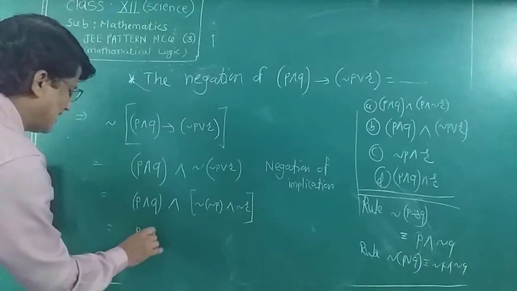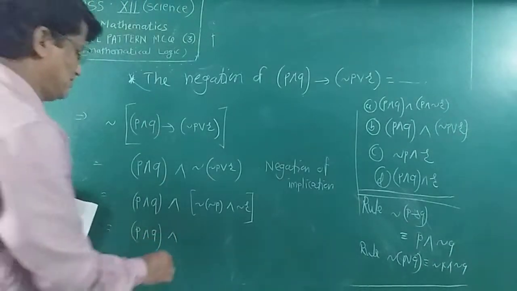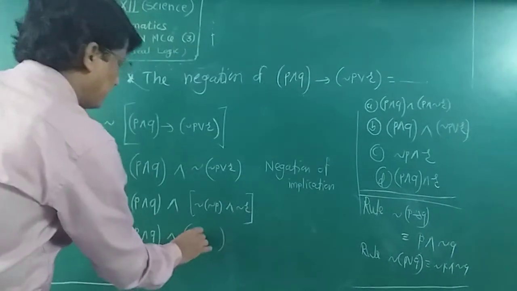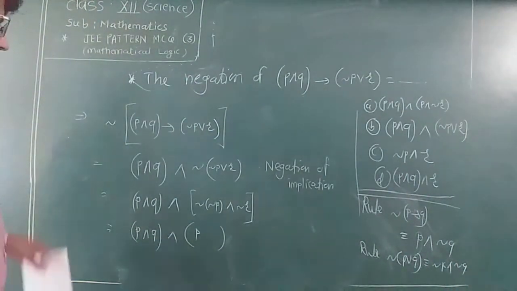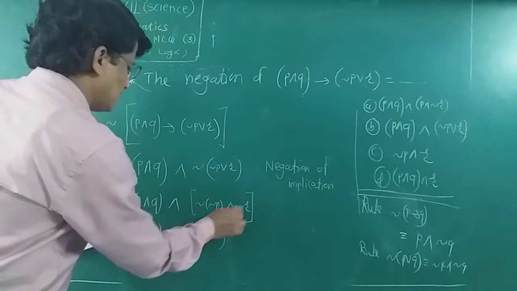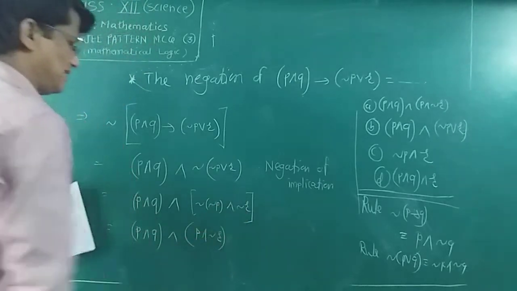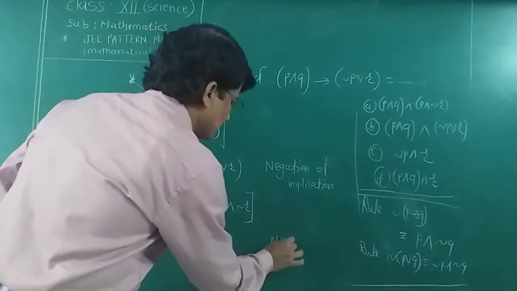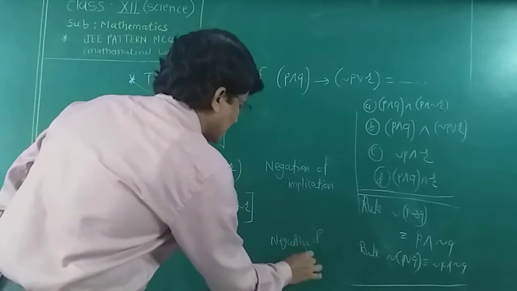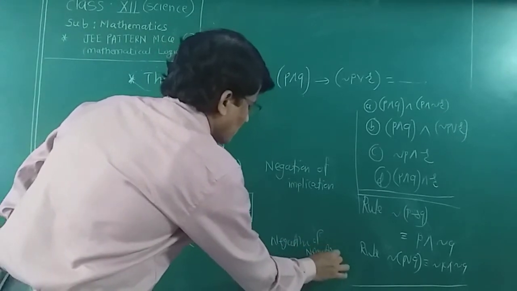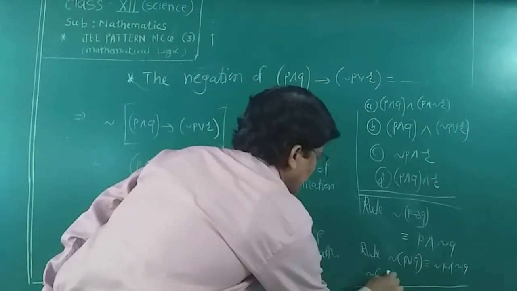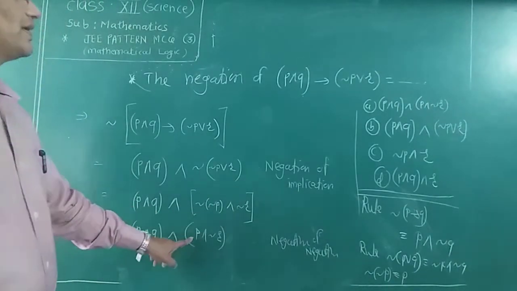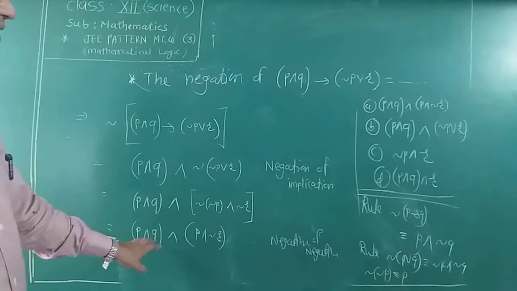After this, P and Q, and with, see here, negation of negation means what? It is a P. It is a P. And with negation of what? R. So here we are using negation of negation, the third rule. What was the rule for negation of negation? Negation of negation P, the answer is P. Same rule is here. Negation of negation, the answer is this. Just see whether the answer is correct or not.